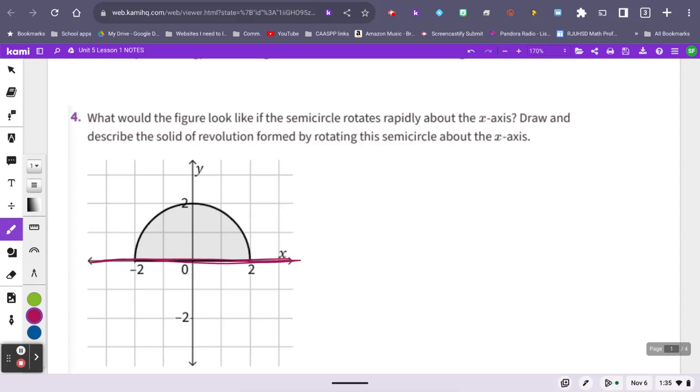Okay, now this one, again, we want to rotate it around the x-axis. So if we're going to rotate it, this one's going to come down about 2. Doesn't always look the best, but you get the idea. It's going to come around 2. And we get a sphere.